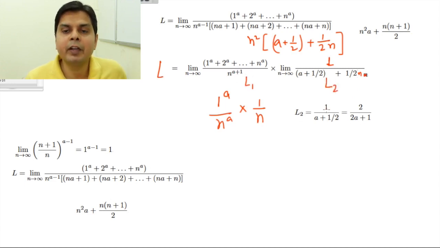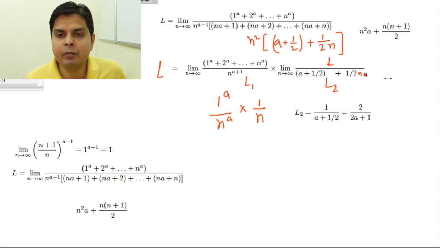Now what will be my L2? L2 will be 1 by a plus half. Why? Because as n tends to infinity, 1 by 2 to the power n will go to 0. So this term will go to 0. So I will have my L2, this limit, as 1 by a plus half, that is 2 by 2a plus 1. So this L2 is very neat and clean.